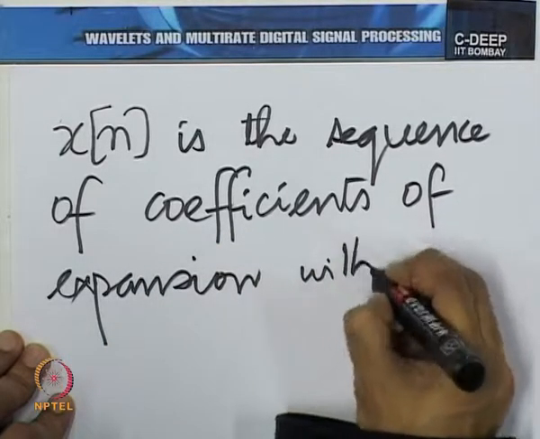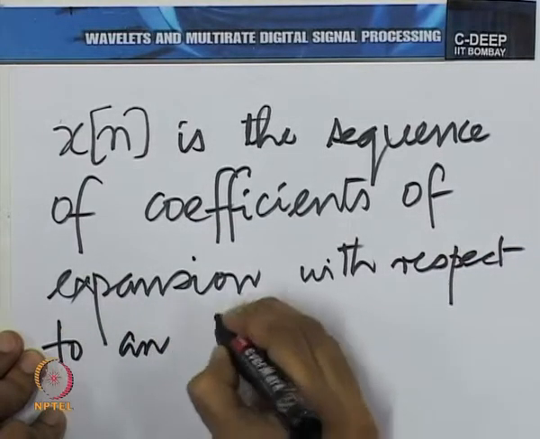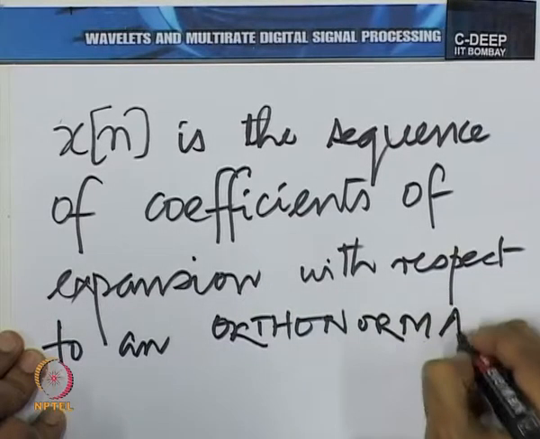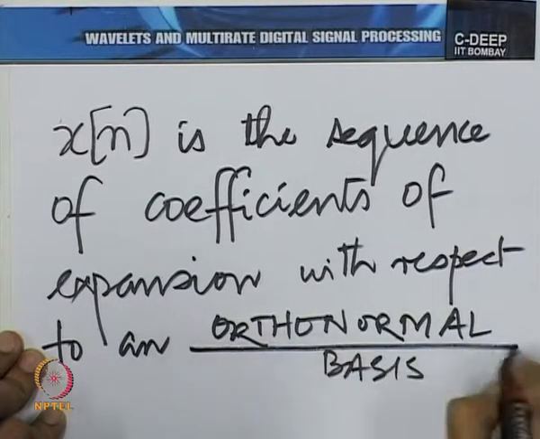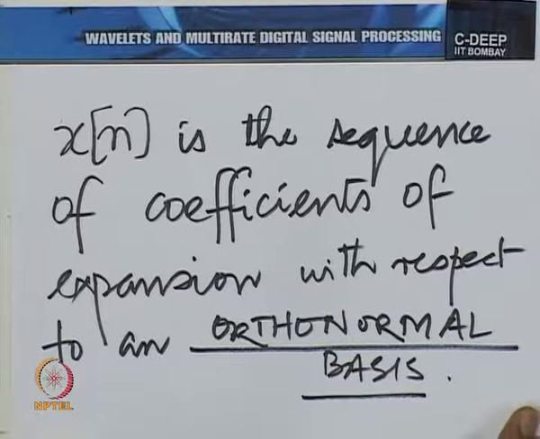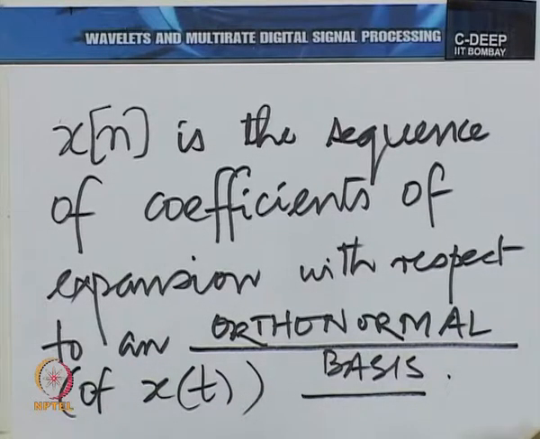With respect to an orthonormal basis. Now, the orthonormal is important here. If the basis is not orthonormal, what we are now going to say very soon is not going to be true. So, the orthonormal basis is important here. If x[n] is the sequence of coefficients of expansion of x(t) with respect to an orthonormal basis, then there is also a mapping between the inner products. That is what is interesting.